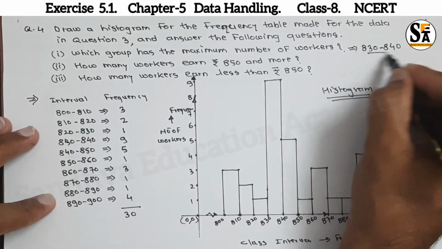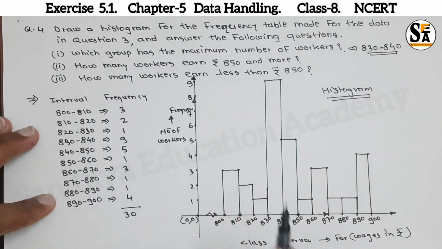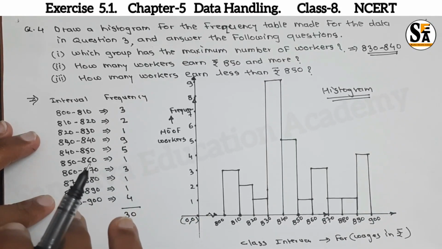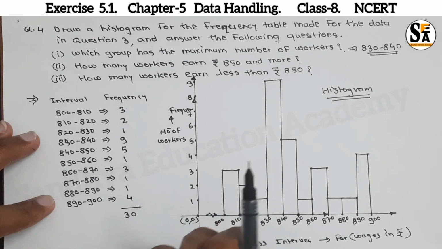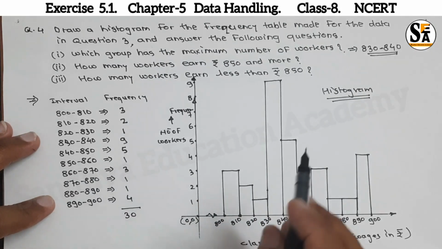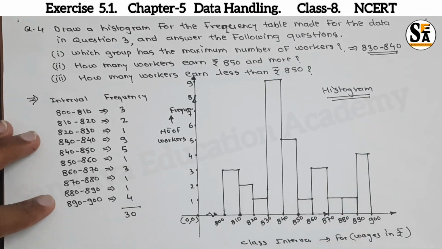This interval has the maximum number of workers. This is the benefit of a histogram. We can visualize very easily. If we have raw data, then it is very difficult to conclude any statement. But if we draw a histogram, it becomes very easy.